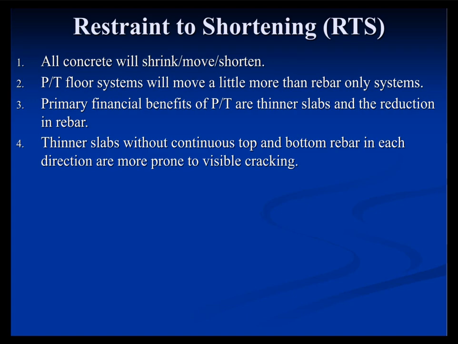So while rebar-only systems will have restraint to shortening, typically a two-way rebar-only slab is going to have top and bottom rebar each direction all over the place. Now, if you've ever seen one, which I'm sure a lot of you have, if not all of you, in a rebar-only system, you can walk from one side of the deck to the other and never touch the formwork because there's just so much rebar all over the place. Now with PT, that's definitely not the option. There's really no top rebar in two-way slabs except at the column. So I mean, you're walking on all the formwork.